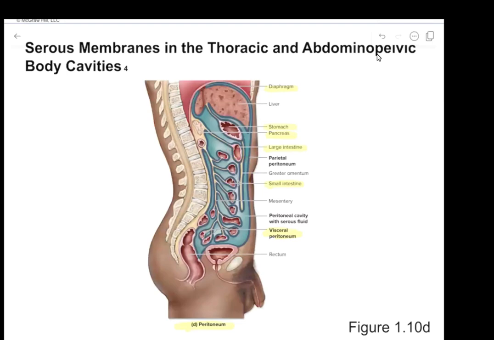You don't need to know the parts of the large intestine right now, but you do need to know that they are part of the digestive system. So then there's a peritoneal space, and superficial to that membrane is the parietal peritoneum.